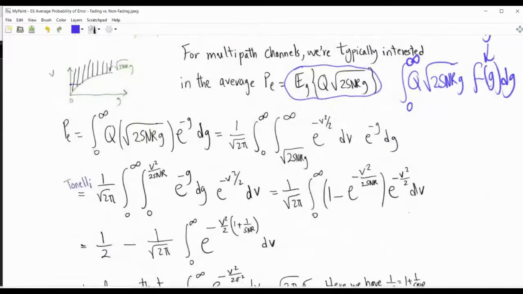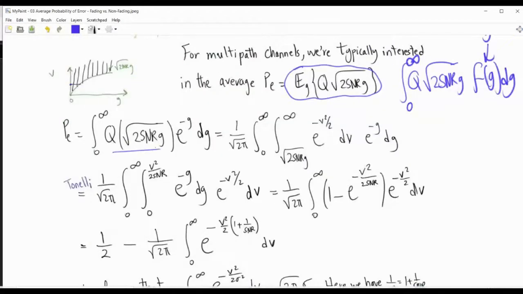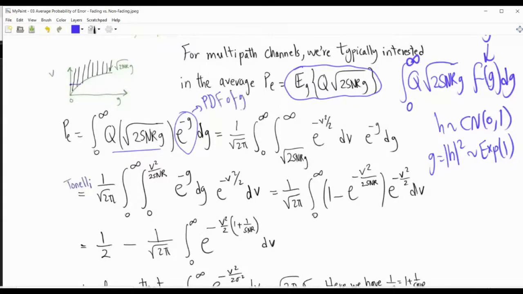Okay, so in our case here, it turns out that this averaging can be done. We can actually get it in closed form. So here is the Q function. Remember that if h is complex (0, 1), then g, which is magnitude h squared, is exponential 1. So the PDF of g is just this one here. And so how can we solve an integral with the Q function? The way to go here is to take the Q function and rewrite it in terms of its integral.